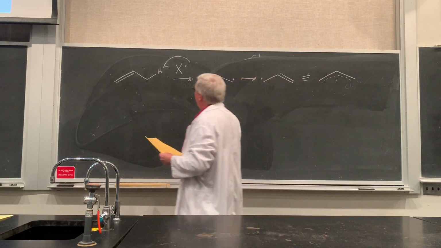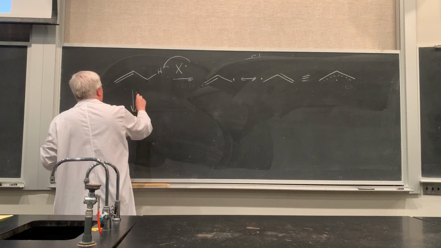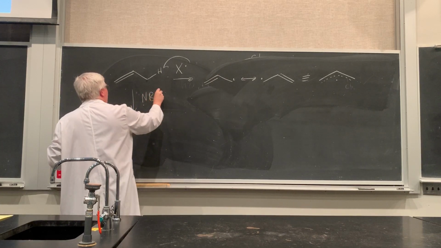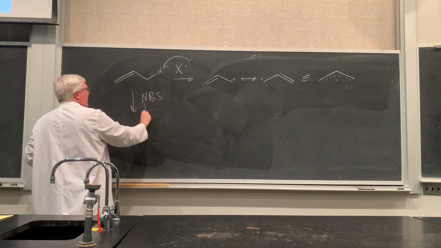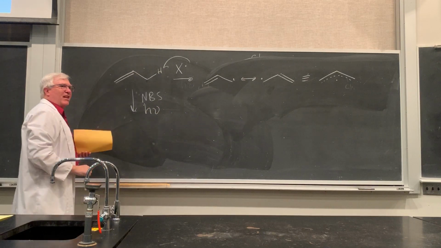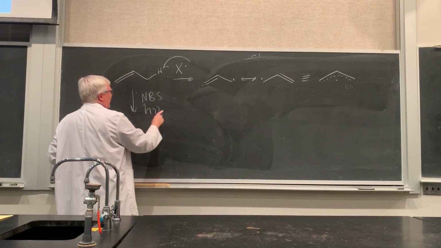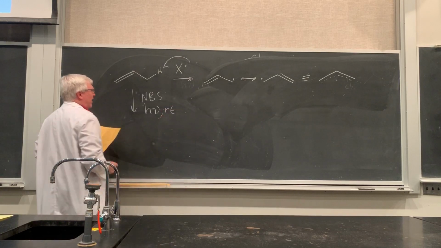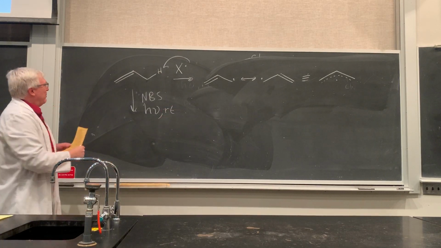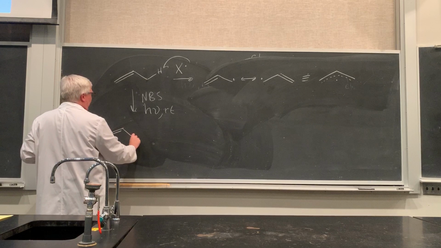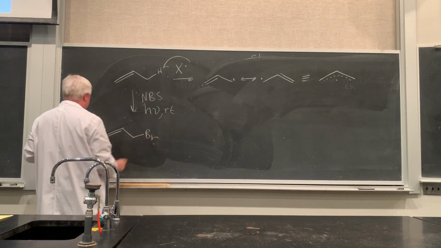Now the conditions that we can do this reaction with involve NBS, N-bromosuccinimide, and light. Again, shining light on it like we did when halogenating alkanes. Light and at room temperature, okay? And we're going to do monobromination here, and we're going to get the allylic bromide product, okay?